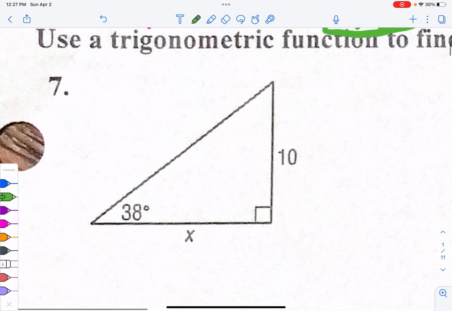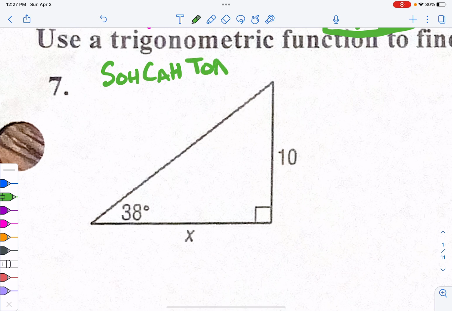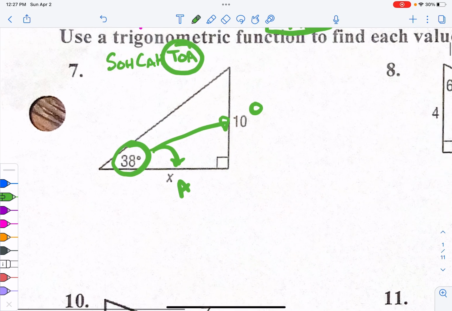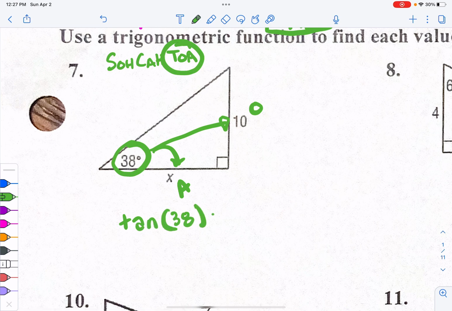So we have SOHCAHTOA, okay, we've got that. And I'm going to decide which one of those 3 we're going to use based upon where the angle and the other 2 sides are. So I have 38 degrees, 10 is labeled, he is the opposite side, and x is the adjacent side. So I want the one that uses opposite and adjacent, which is tangent, okay? So I'm going to set up tangent, and inside of the tangent, I always put the angle, which is 38 degrees, and then I put opposite over adjacent, which is 10 over x, okay?